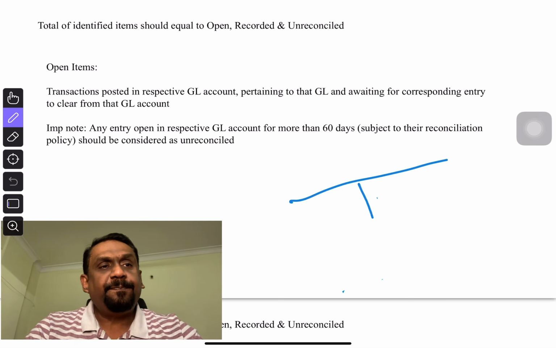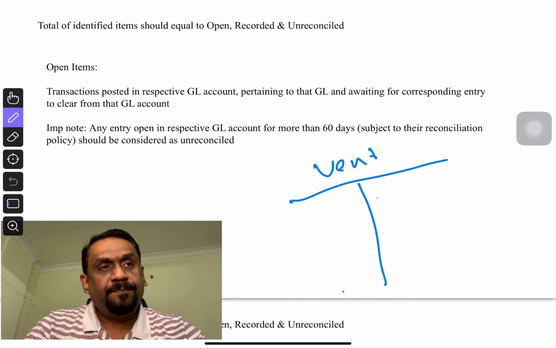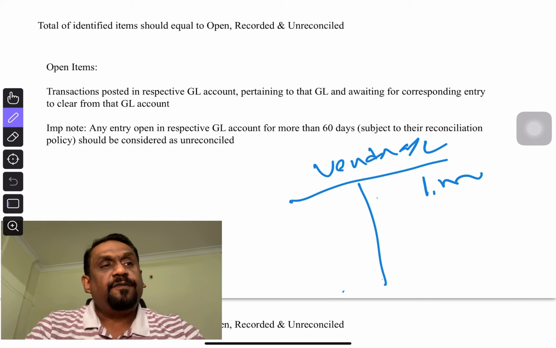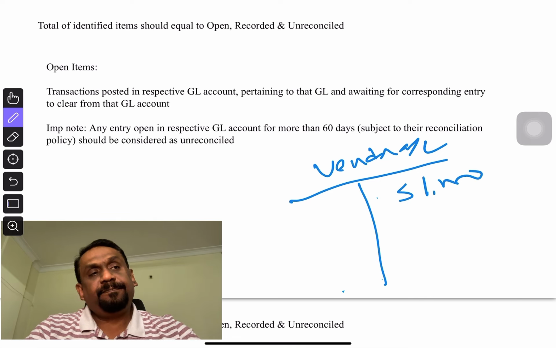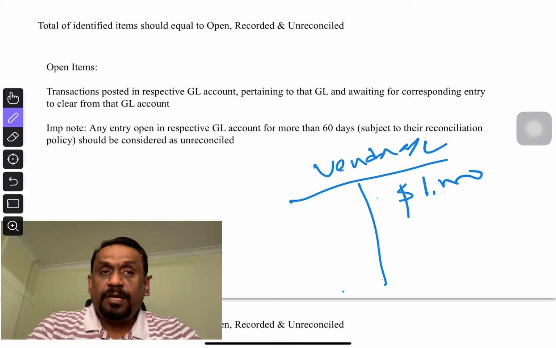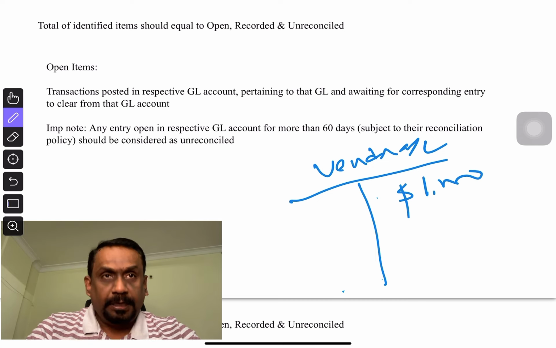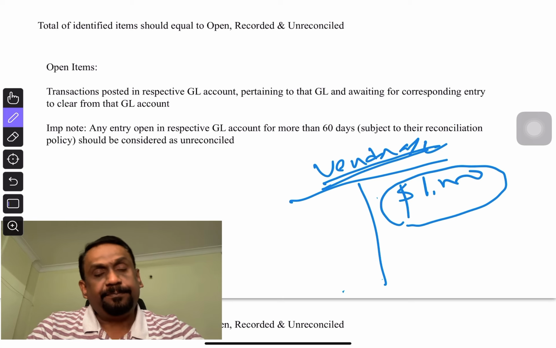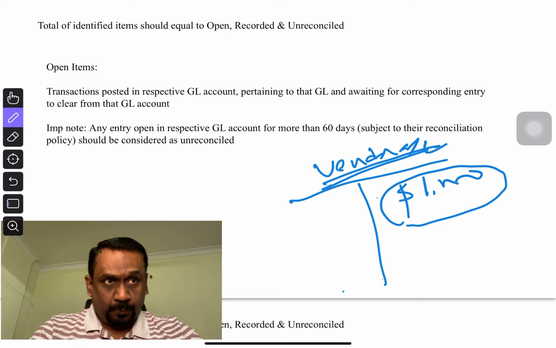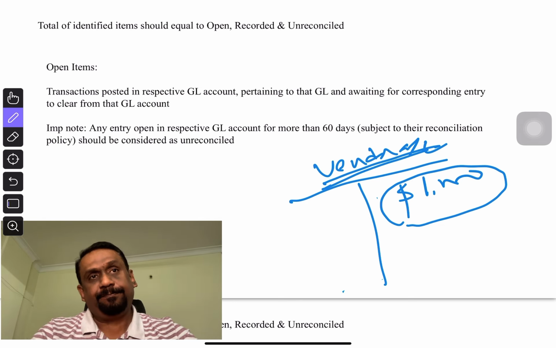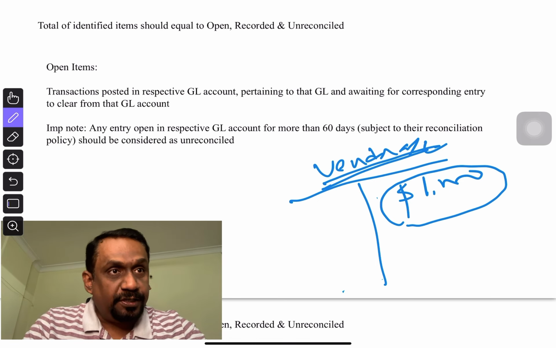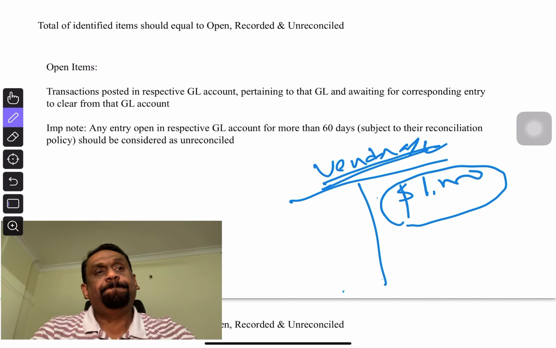Let us say I'm taking the same vendor account. There is an invoice posted for $1,000. This amount has to be paid. This $1,000 invoice is pertaining to this supplier, this vendor. You are 100% sure that this $1,000 invoice posted in that account is pertaining to this supplier. So no doubt about it. There is no incorrect posting here. This is pertaining to this vendor account only.